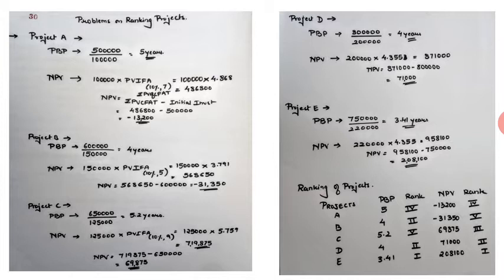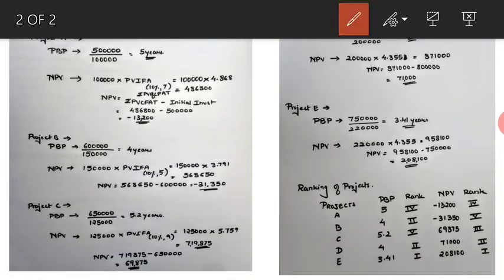Coming to the last project, that is project E. Project E, initial investment is 7 lakhs. Annual cash flows are 2,20,000. So 7 lakh divided by 2,20,000 gives you 3.41 years. So the payback period for project E is 3.41 years.